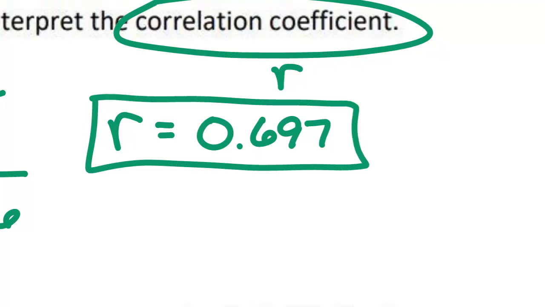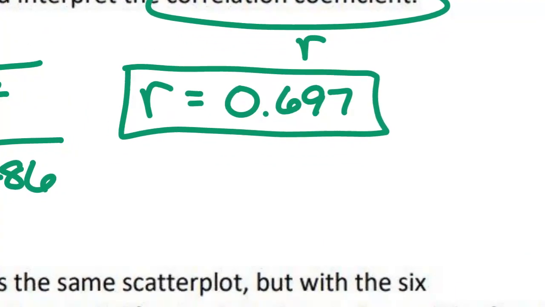How would I interpret that then? What is it telling me? Yep, it's going to tell me about the general form, the direction, and the strength. So I would say the relationship.